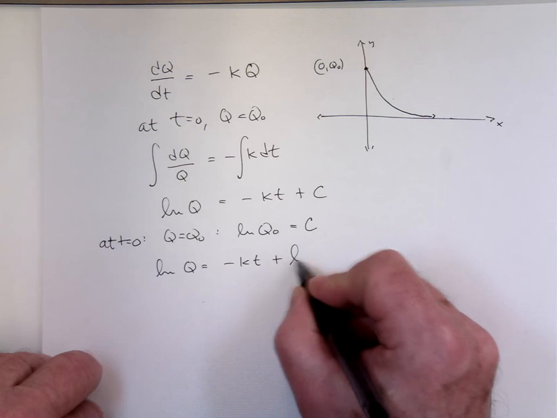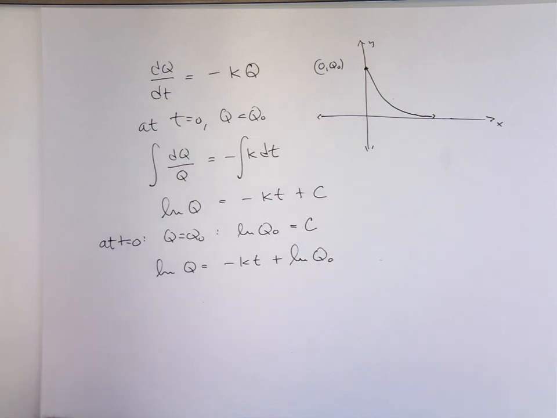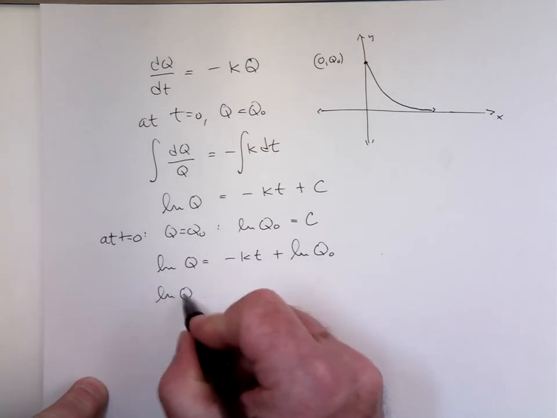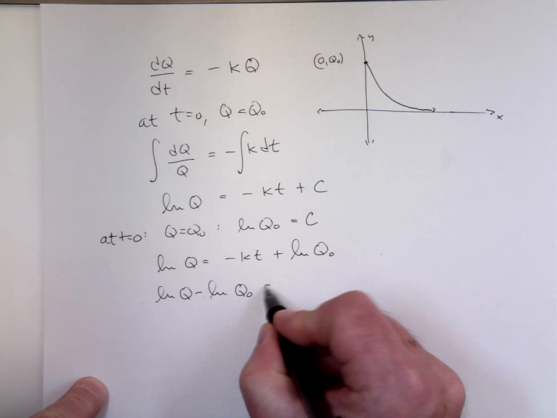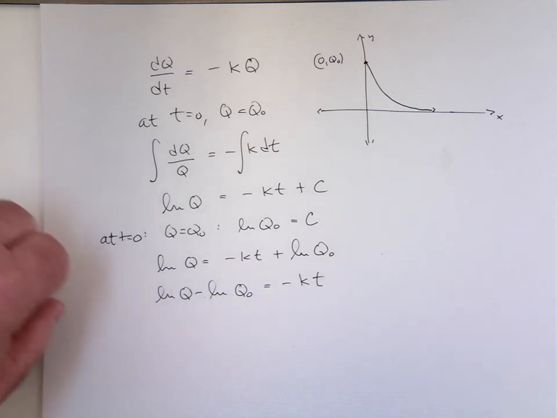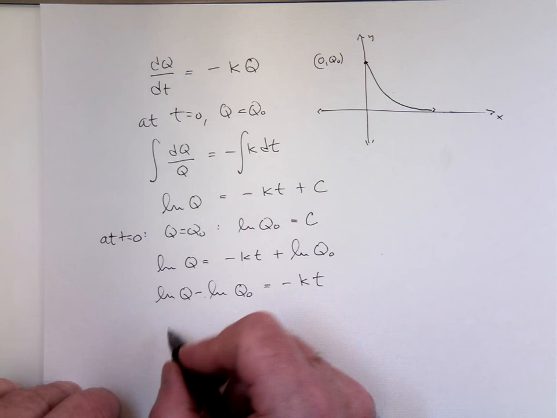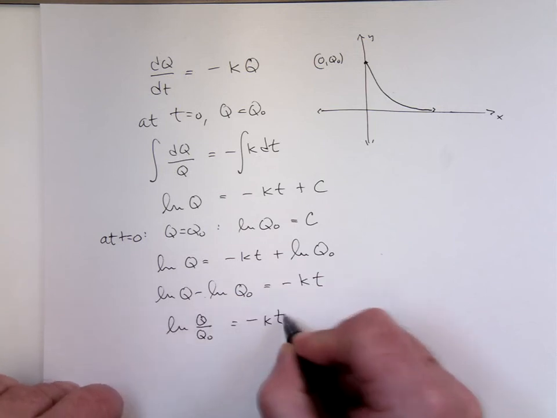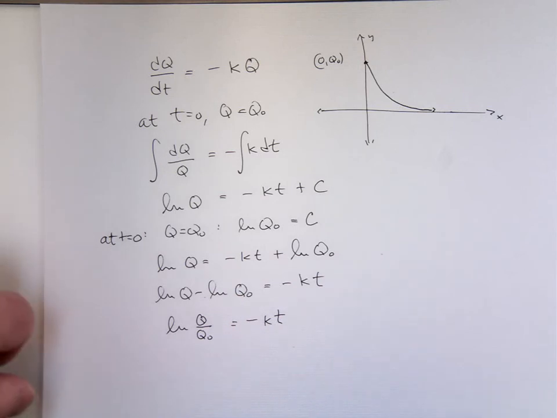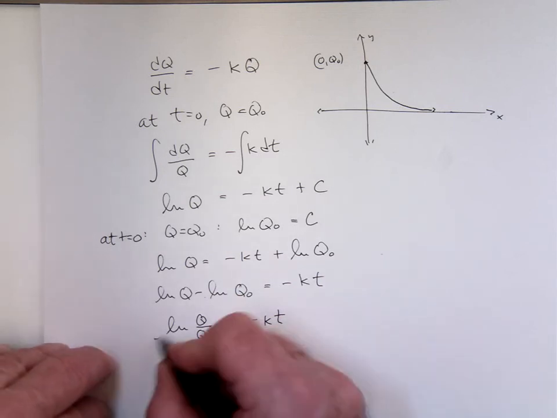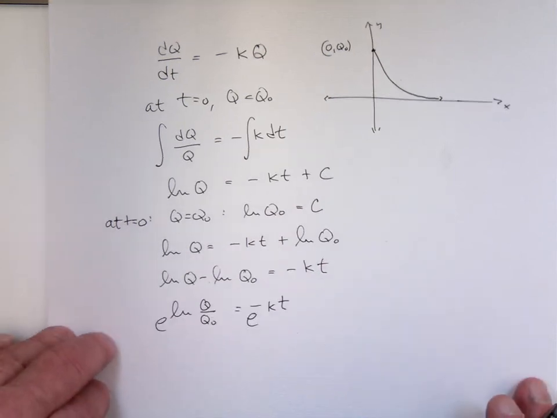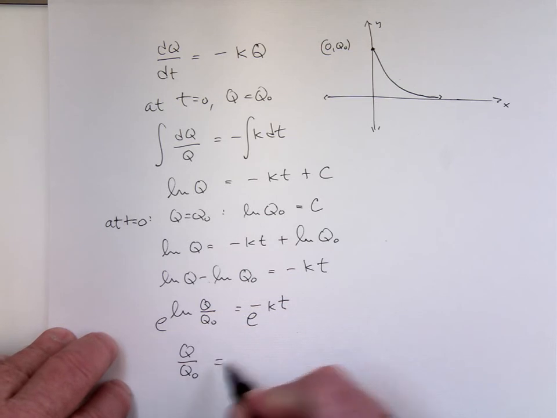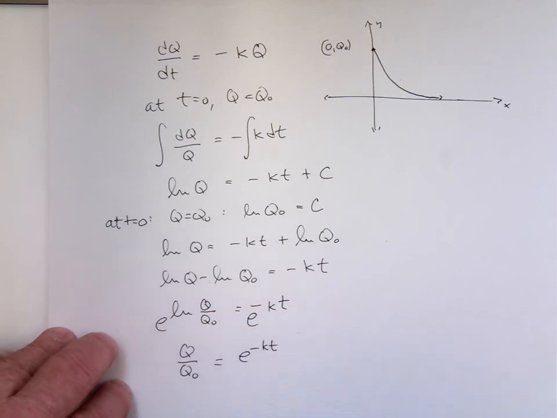Subtract this natural log. Okay. Difference of the two logs is the log of the quotient. We want to get rid of the natural log, so raise e to that exponent. e to the natural log of anything is that anything. And we get the formula for the amount of radioactive material at any given time: q sub naught e to the negative kt.